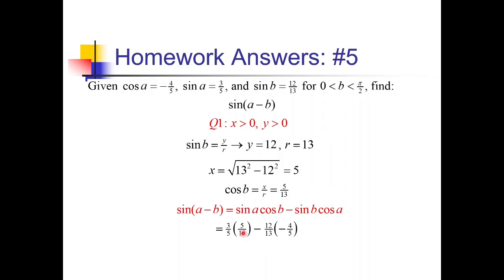Simplifying a bit, we've got 15 over 65 over here. You could reduce this, but since you're going to need a common denominator, you should probably leave it unreduced until you combine these together. So 15 over 65 for the moment. And then over here, this is going to be a positive 48 over 65. Adding these numerators together, we've got, let's see here, that's going to be 63 over 65, which I can't reduce any further, so this is my final answer.